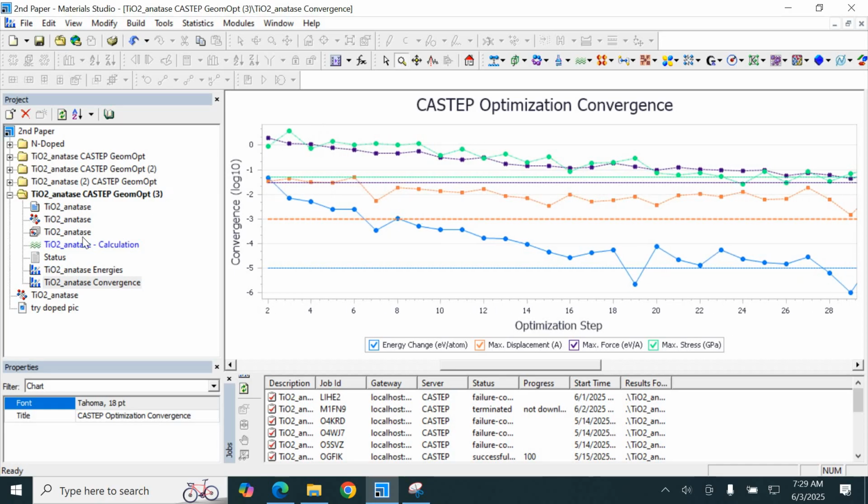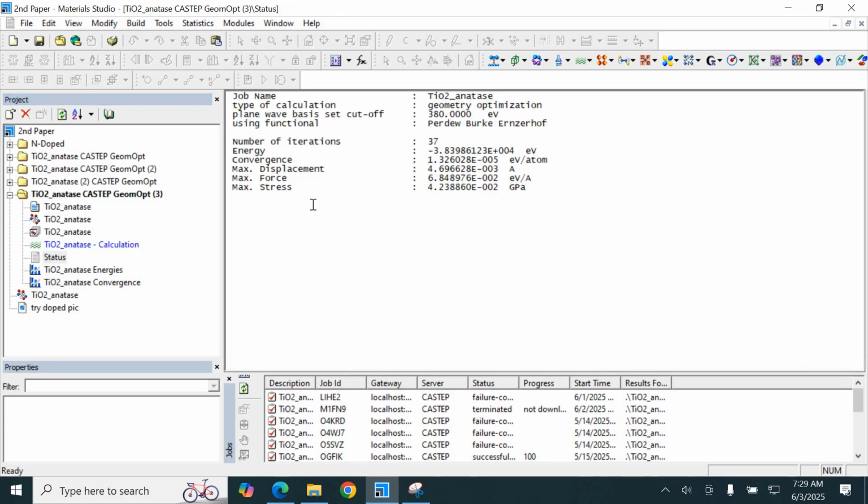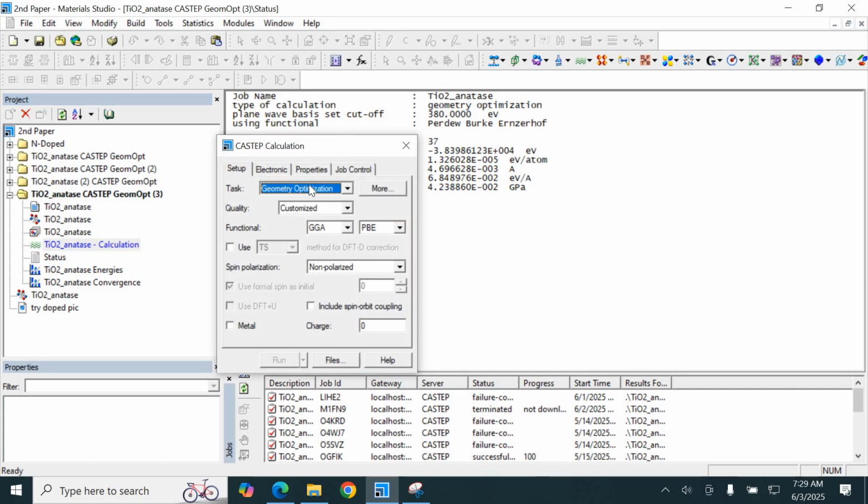Okay, so what are the calculation steps? Let's look at the status. We just started the geometry optimization with the 380 electron volt energy, and we use the PBE functional. So 37 iterations have been done, and it gives us energy, convergence, maximum displacement, force, and stress. So these are the calculation steps.